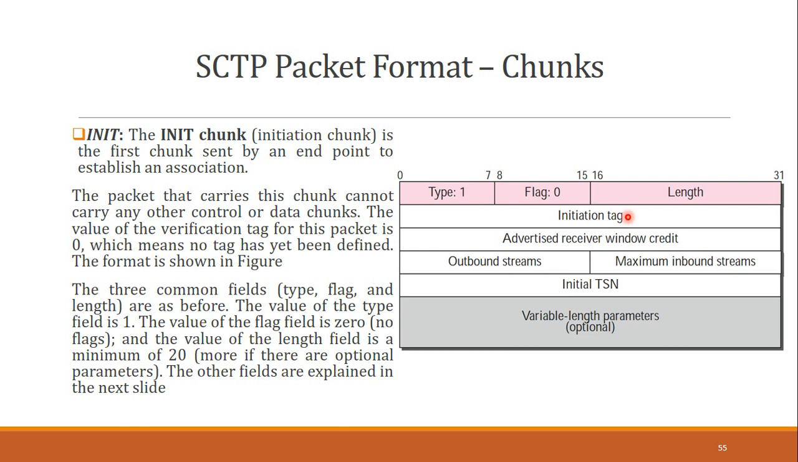Now, the outbound stream that is mentioned over here is a 16-bit field which defines the number of streams that the initiator of the association suggests for streams in an outbound direction. It may be reduced by the other endpoint.